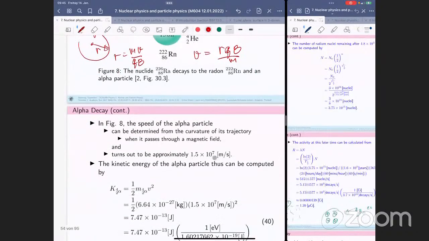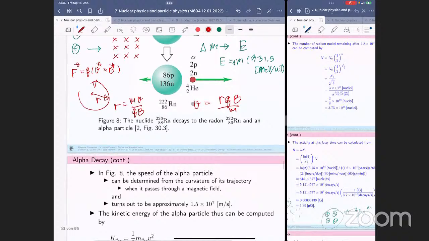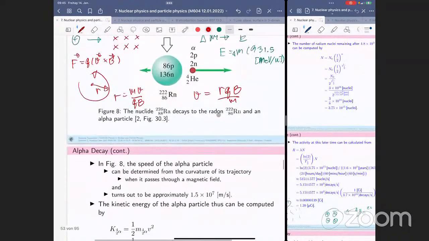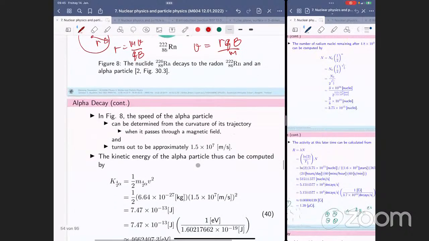And from what the physicists found in their measurement, we consider only the alpha because we don't pay attention to the radon nucleus at all. The alpha particle has a speed of 1.5 times 10⁷, like 15 million meters per second. It's very, very high, right?